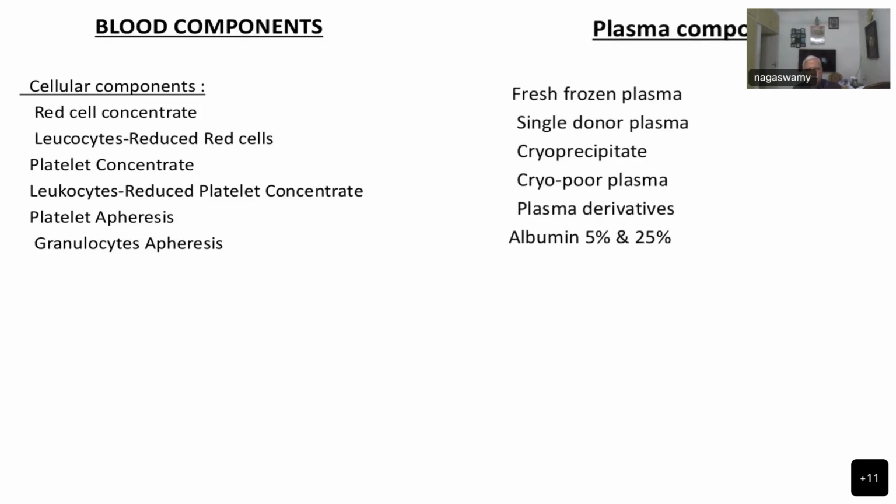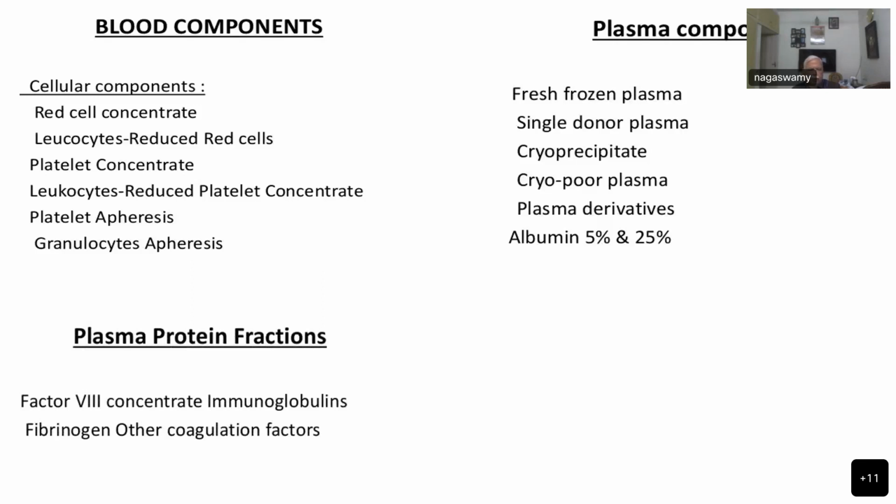The other half is the plasma component, and all of us are very familiar with fresh frozen plasma. There is another category called single donor plasma, that is taking the plasma only from a single donor. You can separate this into cryoprecipitate by spinning, and you can make cryo poor plasma also. Then there are plasma derivatives like albumin, which is 5% and 25%. And of course, what we mentioned about antithrombin and other smaller constituents of the plasma, which are not necessarily needed for your theory answer paper.